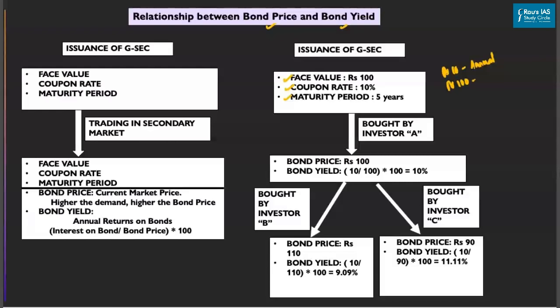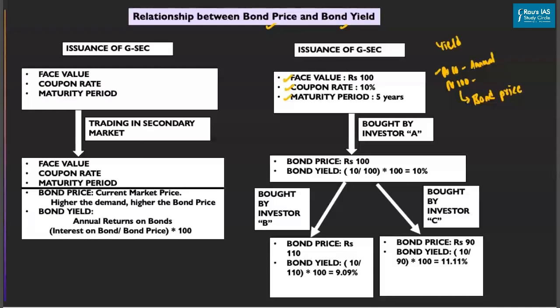So for me here, the bond price, that is the price at which I am purchasing this government security, is equal to the face value, that is rupees 100. And my yield, that is my return on this government security, would be equal to the coupon rate, that is 10%. So if you convert this 10% of rupees 100, it will be rupees 10. So this is my bond price and bond yield. This is applicable to me when I'm buying this government security directly from the Reserve Bank of India.